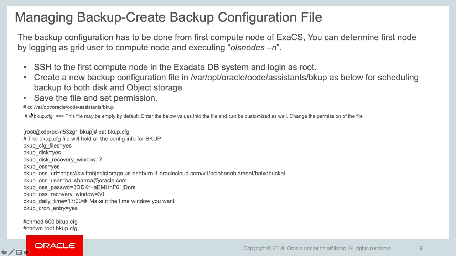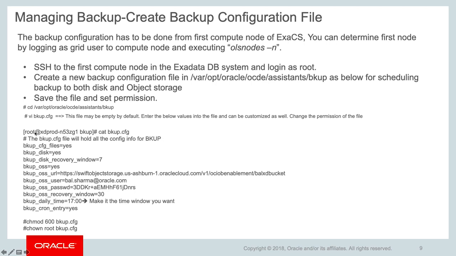In this example, I'm navigating to /var/opt/oracle/ocde/assistants/backup. I create a backup.cfg file. This particular file could be empty by default. So you can take a look when you log in to your compute node; this file should most likely be there, but it will not have any record in it. You can enter the values, and I have taken an example. I have logged in as root on my system.